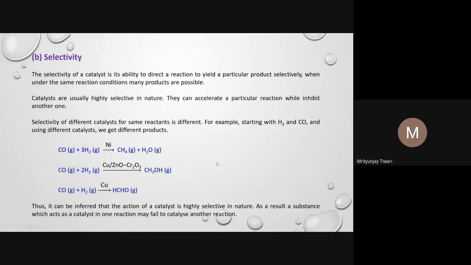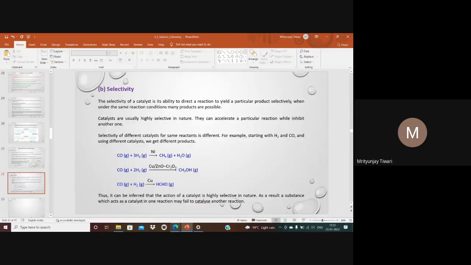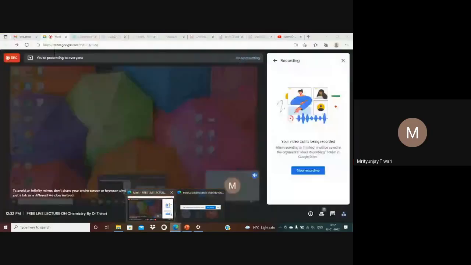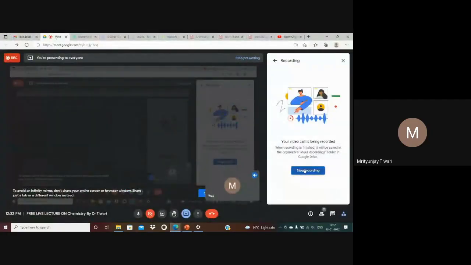I'll stop here. The other points about catalysis we will see in our next lecture. I hope you understood most of the points.